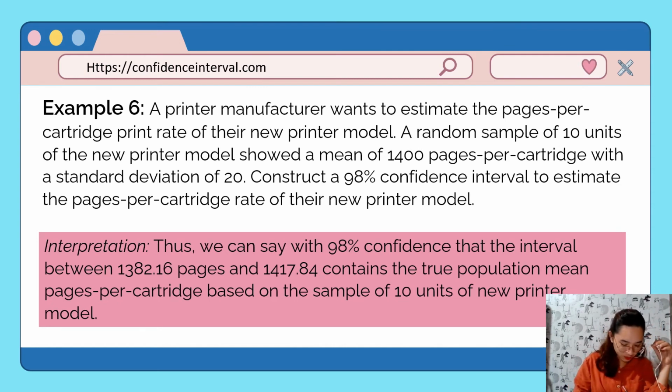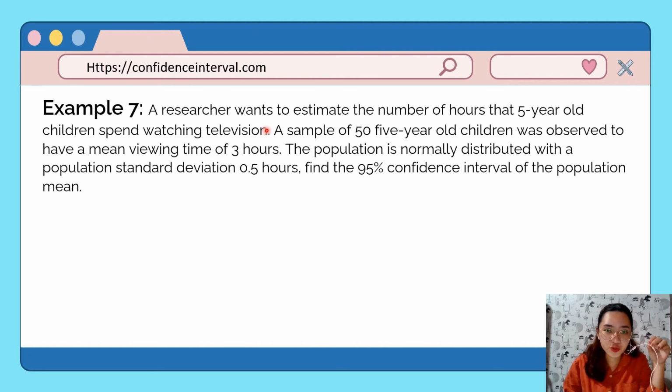Okay, another example. A researcher wants to estimate the number of hours that 5-year-old children spend watching television. A sample of 50 5-year-old children was observed to have a mean viewing time of 3 hours. The population is normally distributed with a population standard deviation of 0.5 hours. Find the 95% confidence interval of the population mean.